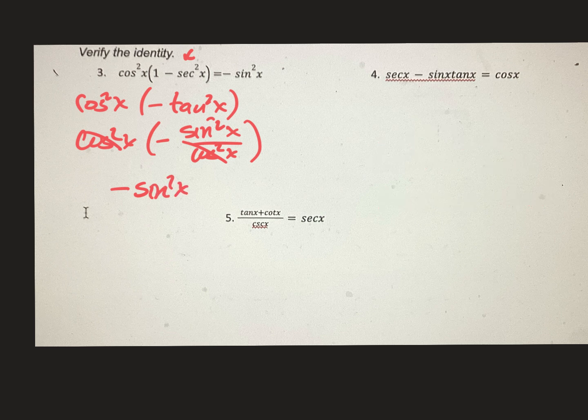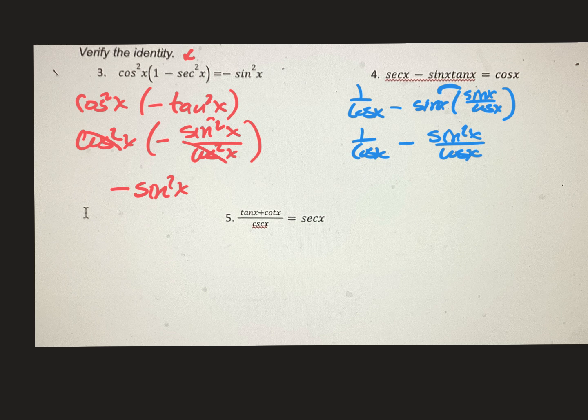All right, let's look at number 4. Number 4, I need to make that left-hand side just say cosine. So let's change everything to sines and cosines. I'm changing secant first. Tangent is really sine over cosine. All right, now, once you change everything, just do the math you see. Like what I see first is I see these two things multiplied together. So if I multiply the two numerators, I get sine squared over cosine x.